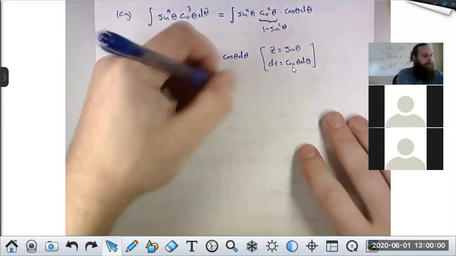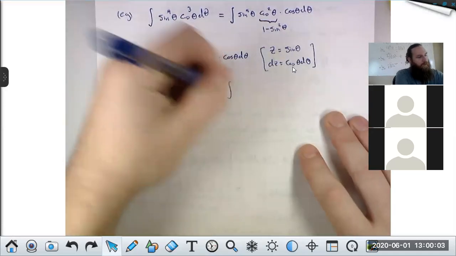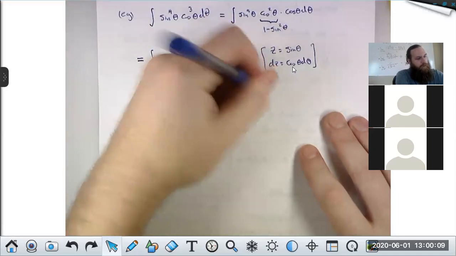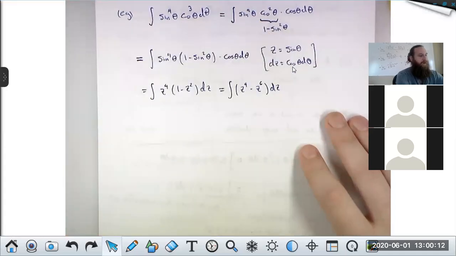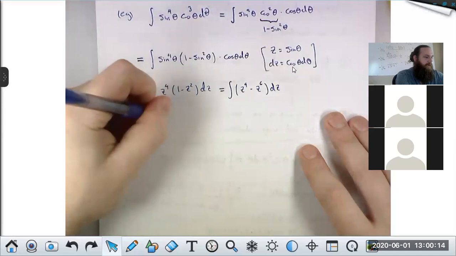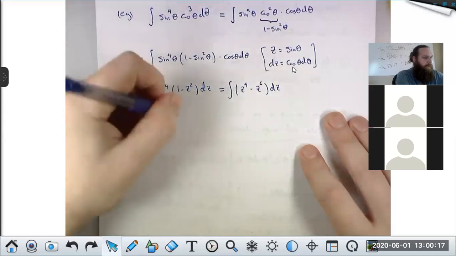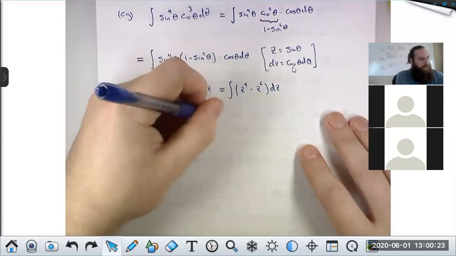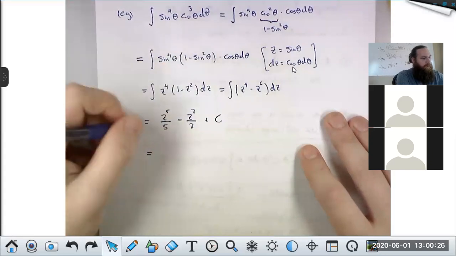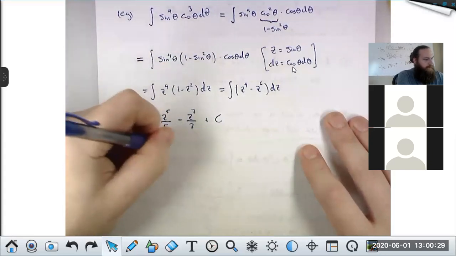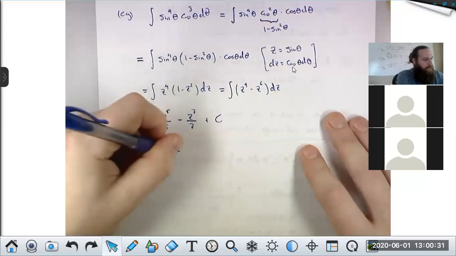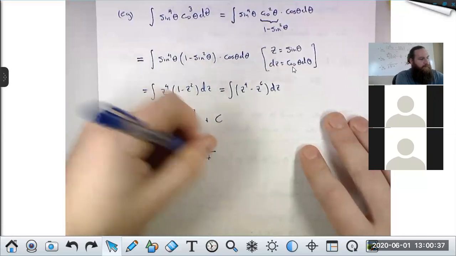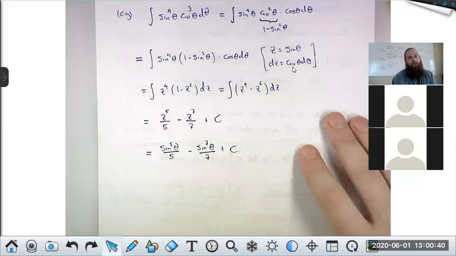Distribute the z to the 4. So I get z to the 4 minus z to the 6 dz. And then I integrate. So that's z to the 5 over 5 minus z to the 7 over 7 plus a constant. And that is sine to the 5th theta over 5 minus sine to the 7th theta over 7 plus c. And that is the job done.